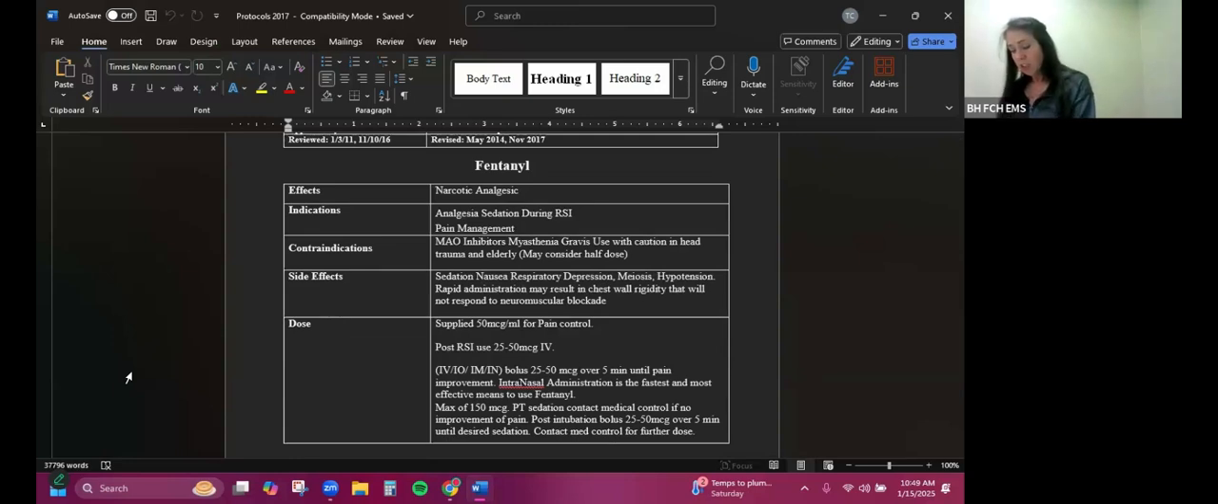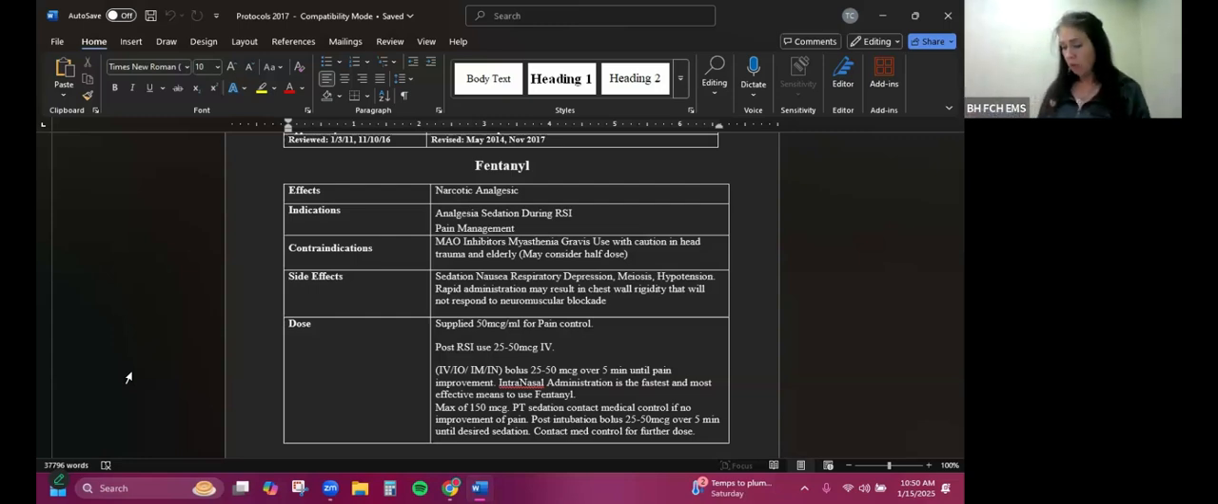Your intranasal administration is the fastest, most effective means to use fentanyl, which I've not used like that. I don't know if anybody in here has, but it's supposed to be more effective. A max of 150 micrograms; contact medical control if no improvement of pain. Post-intubation bolus is 50 micrograms over 5 minutes until the desired sedation. Contact medical control for a further dose. So fentanyl, y'all are pretty used to, because we've been carrying that on the truck for a while.